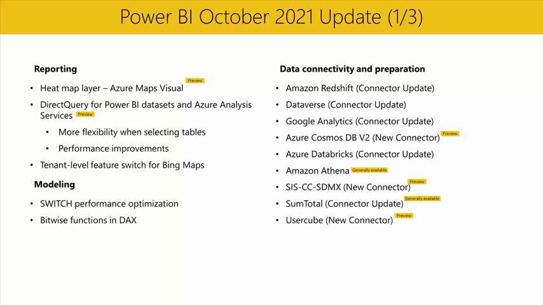Next, we've updated our direct query for Power BI datasets and Azure Analysis Services preview feature with a few improvements this month. First, we're introducing more flexibility when selecting tables to include in your connection. This includes the ability to remove a table from your model using the field list, as well as the ability to specify which tables to load at all. We've also included performance improvements across the board. Yagun will take us through a demo of the additions to this feature.